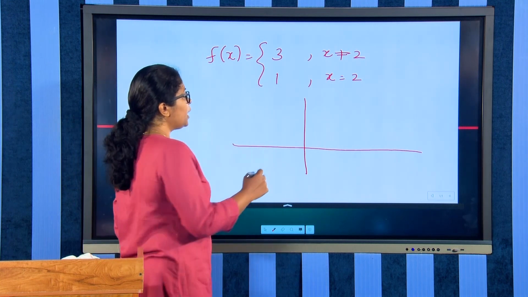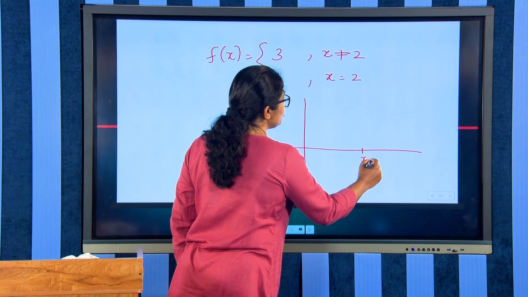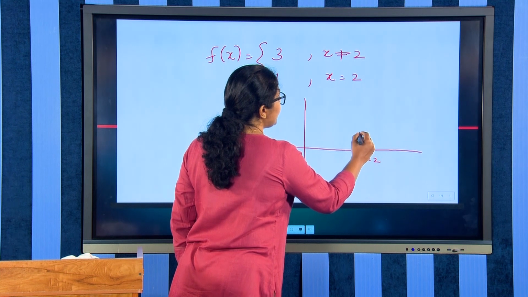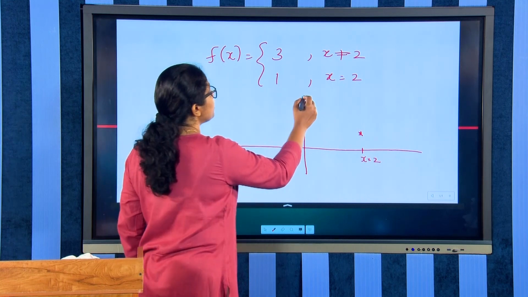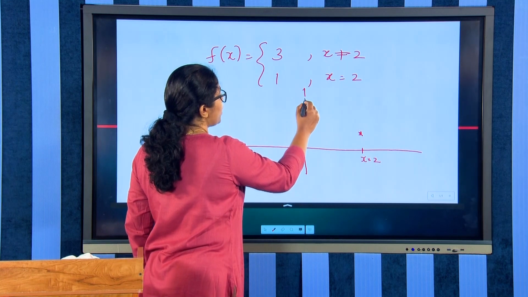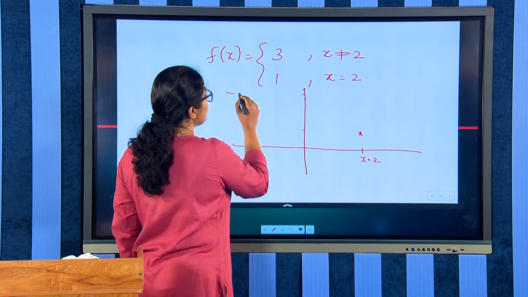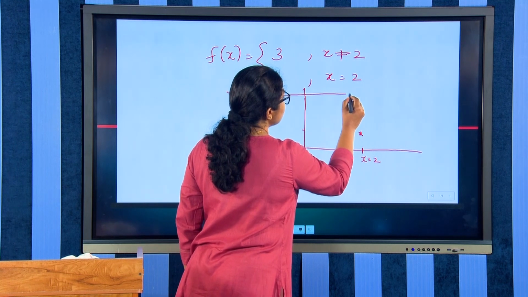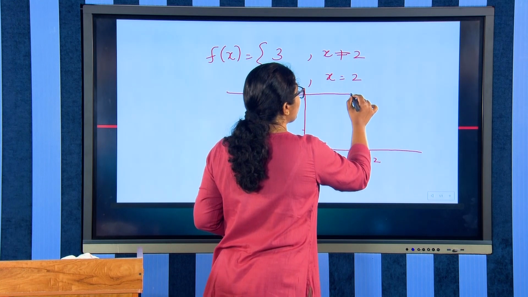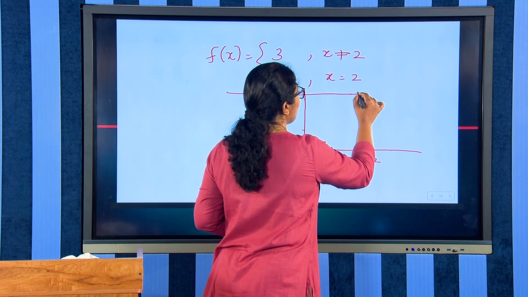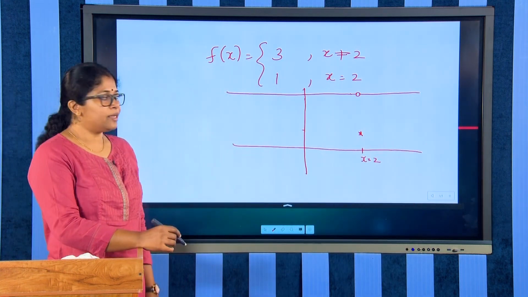So we can see that for all the other values except x is equal to 2, where the function takes the value 1, the function is assuming the value 3. So if this is 1, somewhere here you will have your 3. So the function is a straight line for the entire real line except the point x is equal to 2. So here I will draw a hole to show that this is the shape of the graph.